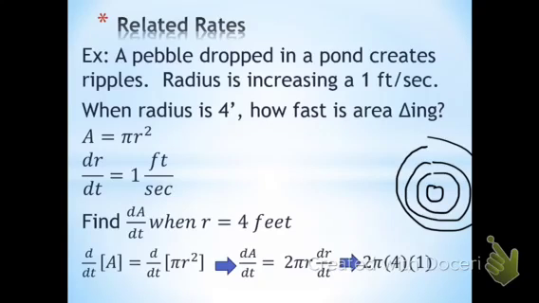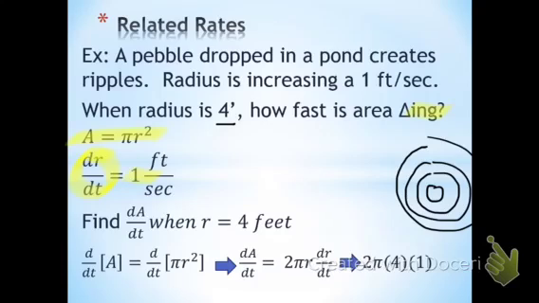When the radius is 4 feet wide, how fast is the area changing? How fast is the area of our circle changing right there? Well, here's our formula. Pi r squared, that's the area of a circle. I just told you that the radius is increasing at 1 foot per second. So dr, the derivative of r with respect to time, the slope of that radius equation is 1 foot per second.